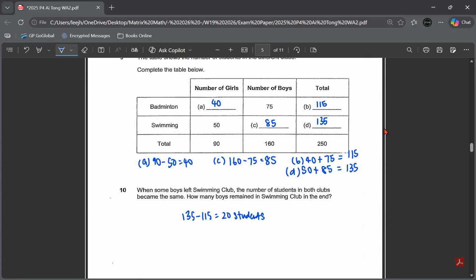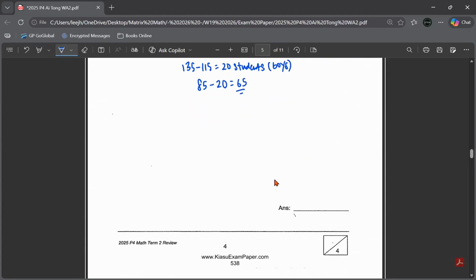So that means, how many boys remain in the swimming club? Only people left the swimming club. So which means these 20 students will be 20 boys. The 20 boys left the swimming club. Only the boys leave. None of the girls leave. So you know that in the swimming club, there are actually 85 boys. Now 20 students leave, which are the boys. So how many boys remained? 85 minus 20. Your answer is 65 boys. So remember to fill the final answer in the blank given. 65 boys.